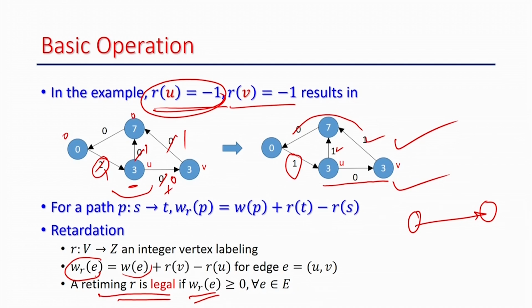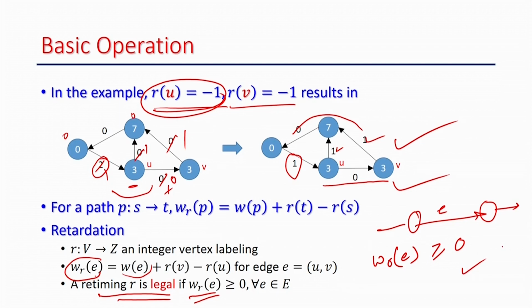So, what does it say? That W_R of E, so this is the edge E, should be greater than or equal to 0, because your weight should not be less than 0. So, this is the first constraint.